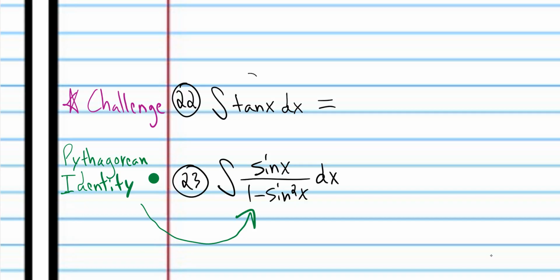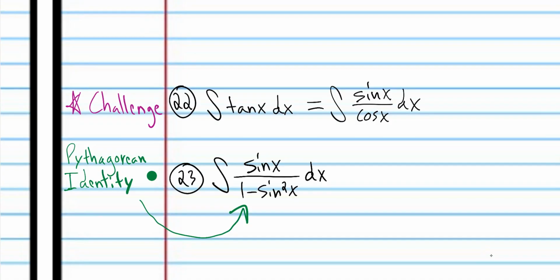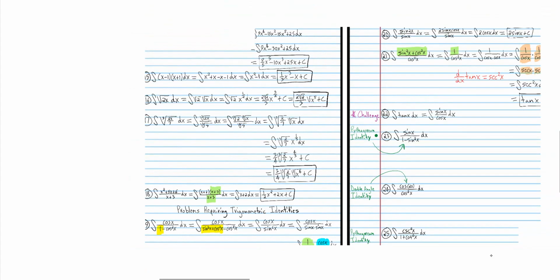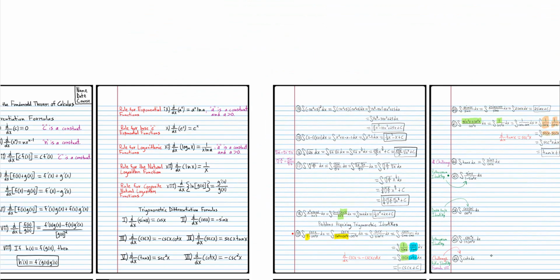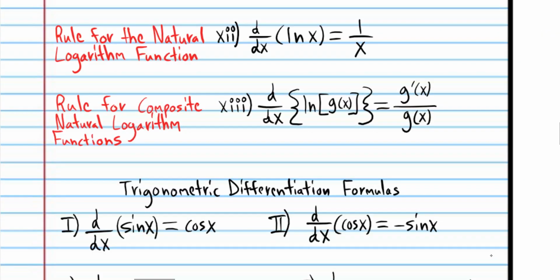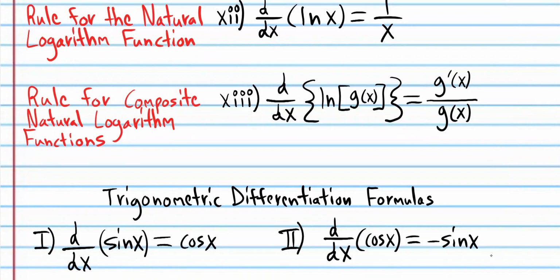So a lot of students will look at this and say, well, we can't do that. But actually, it's a trick. We're going to change tangent x to sine x over cosine x. And the reason that that's going to be useful is we're going to use the last differentiation formula that we learned, number 13. This is why this is a challenge problem, because at least in this curriculum, we haven't used this very often.